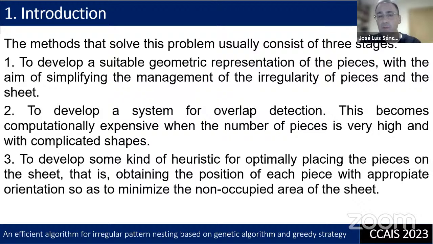The method that solves this problem usually consists of 3 stages. First, to develop a suitable geometric representation of the pieces, trying to simplify the management of the irregular pieces and the sheet. Second, to develop a system for overlap detection. This is very expensive in terms of computational cost when the number of pieces is high. And third, to develop some kind of heuristic for an optimal placing of the pieces on the sheet.